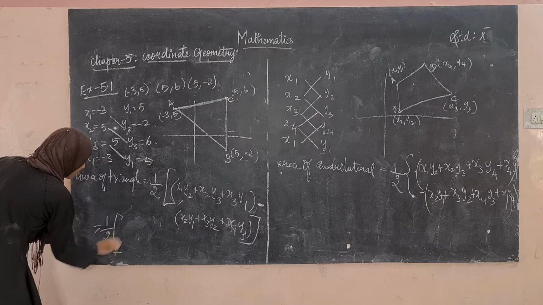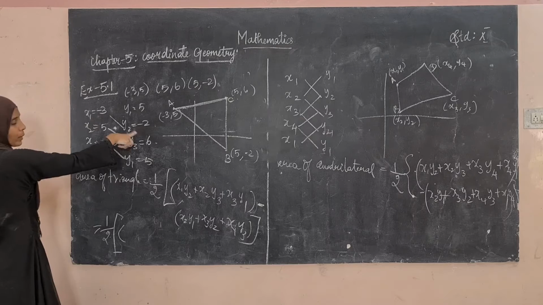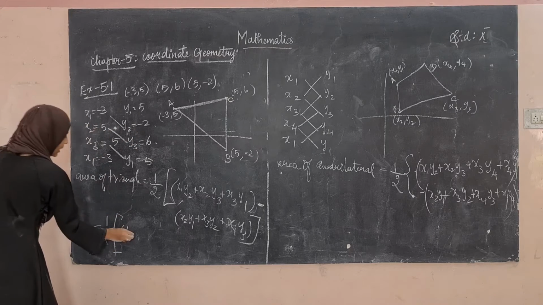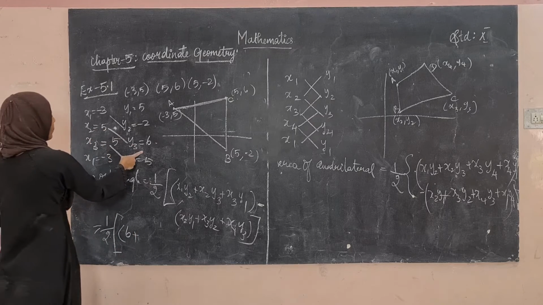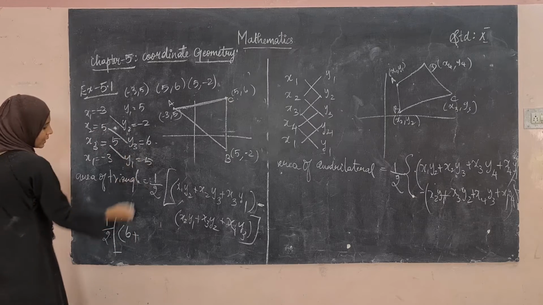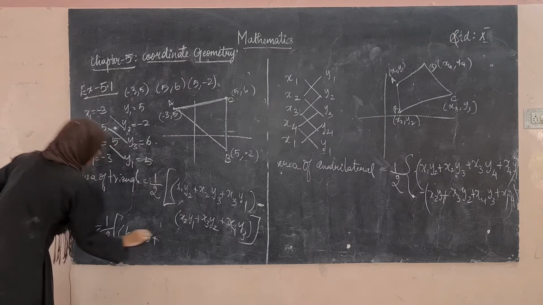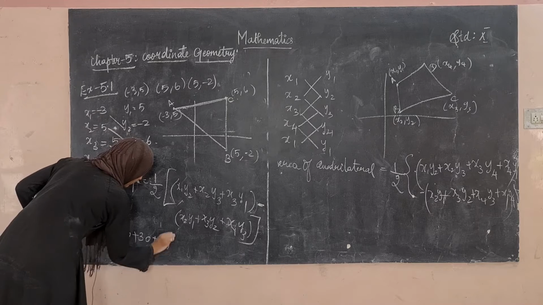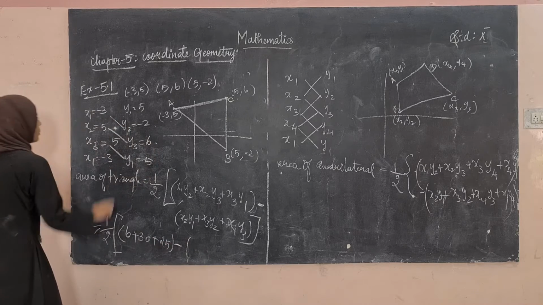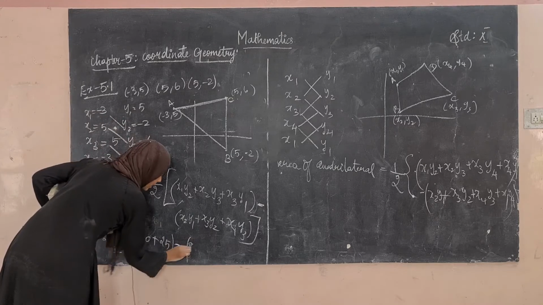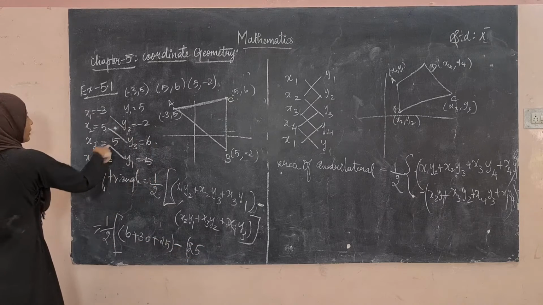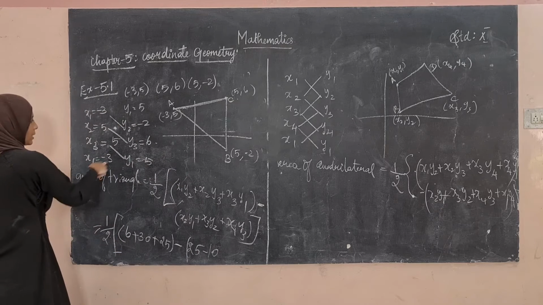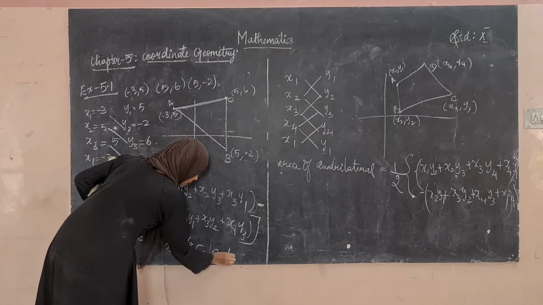Half, 1 by 2 into minus 3 into minus 2 is minus into minus plus, 3 into 2 is 6, plus 5 into 6 is 30, plus 5 into 5 is 25, minus of these terms. 5 into 5 is 25. 5 into minus 2 is minus 10, and again minus 3 into 6 is minus 18.